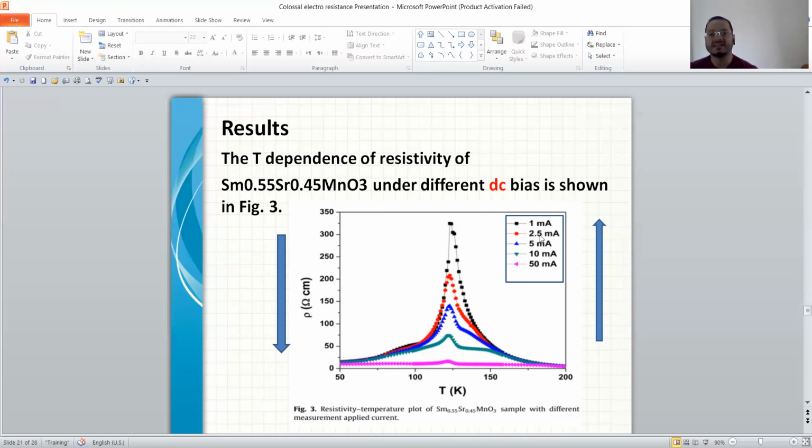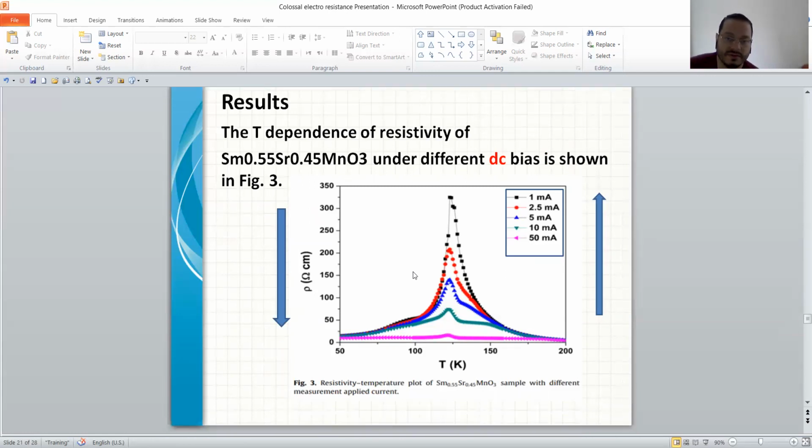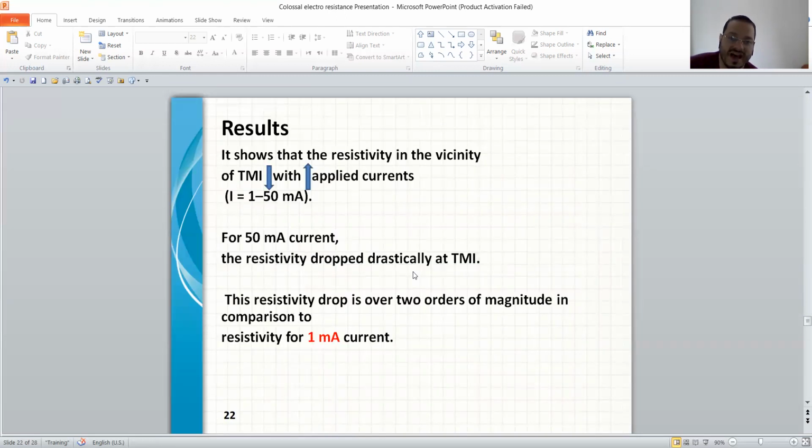When we increase the current to 2.5, the resistivity decreases, and the top point will be something like 220. That's a huge decrease. And keep going, we will see the same thing: when I increase the current, the resistivity decreases. It's an interesting phenomenon to any physicist in this field. It shows that the resistivity in the vicinity of the insulating material temperature decreases with increased applied current, like I said before. But here, let's focus on the 50 milliampere current, where the resistivity dropped drastically at the insulating material temperature.